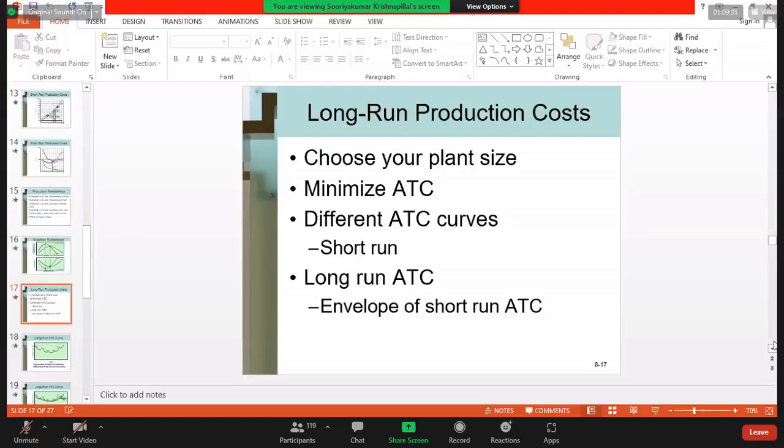Like that, for each output level there will be a different plant size. So for each different level of output, you will have a different short run curve because you use a different number of machinery to get the minimum average total cost in the long run. If you see in the graph, the long run average total cost is the envelope of the short run average total cost curves. Many short run curves we can show in the graph.